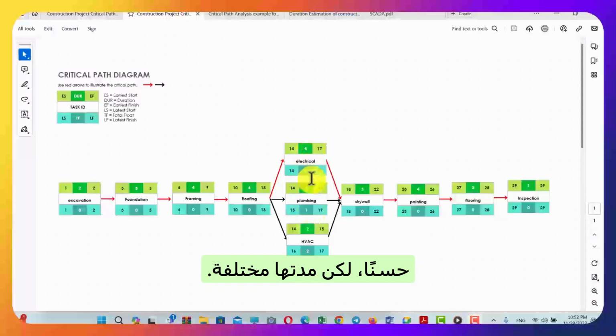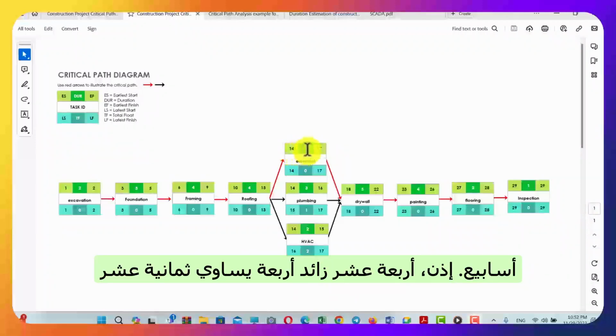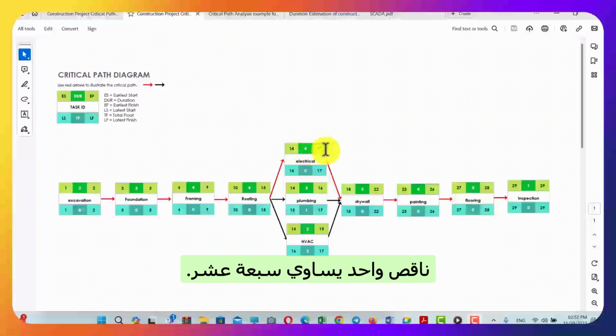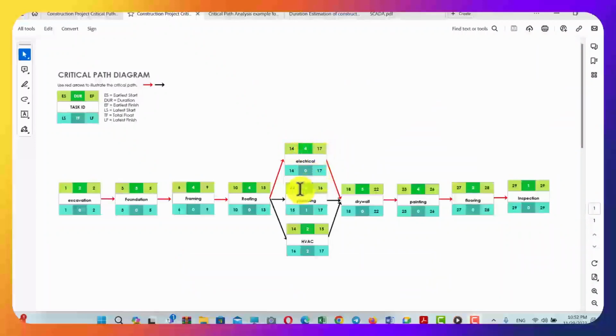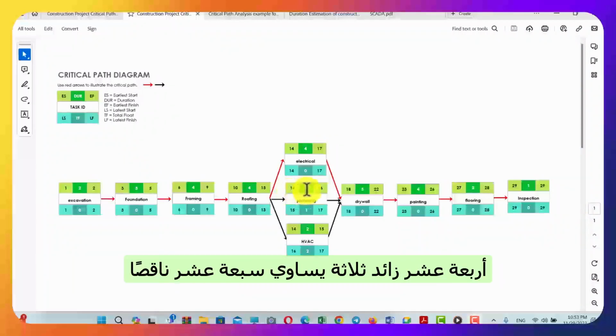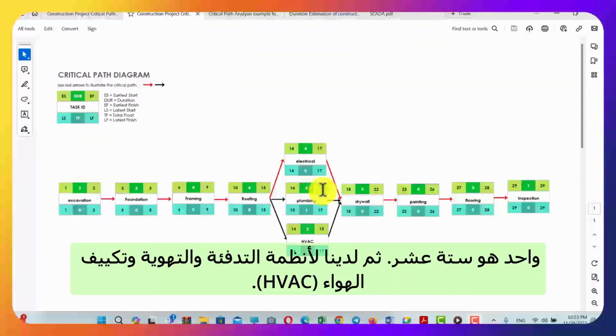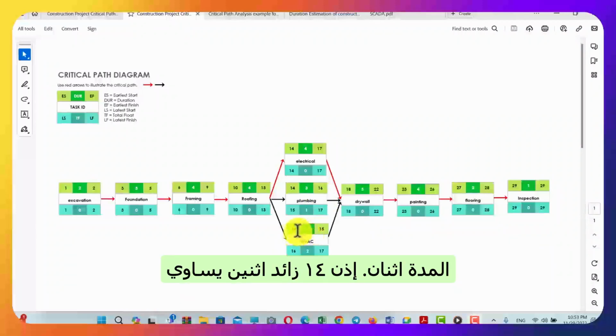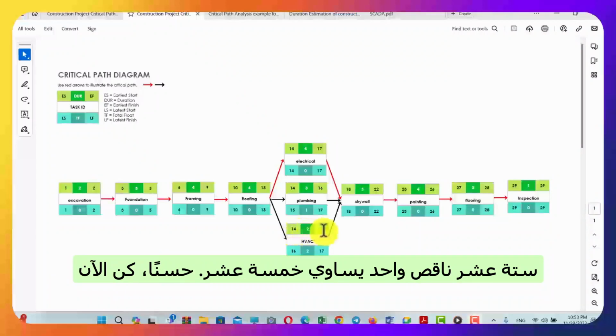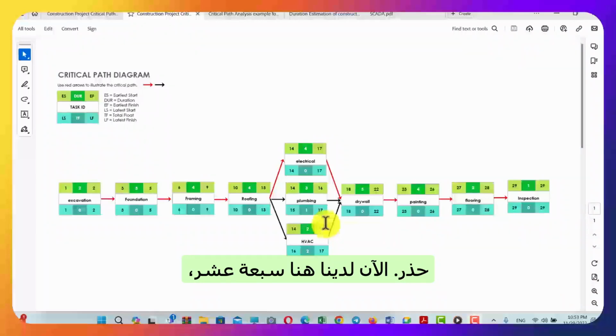But then their durations are different. This is very important. The duration of the electrical work was 4 weeks, so 14 plus 4 is 18, minus 1 is 17. This duration is 3 weeks, so 14 plus 3 is 17, minus 1 is 16. Then for the HVAC, the duration is 2, so 14 plus 2 is 16, minus 1 is 15. Now be careful. Now we have here 17, 16, and 15.